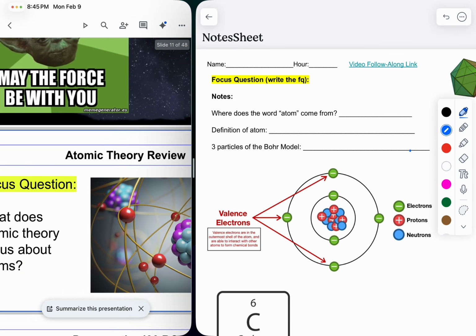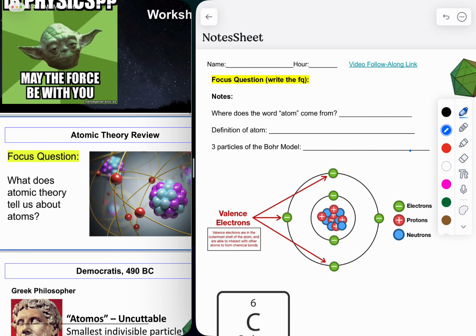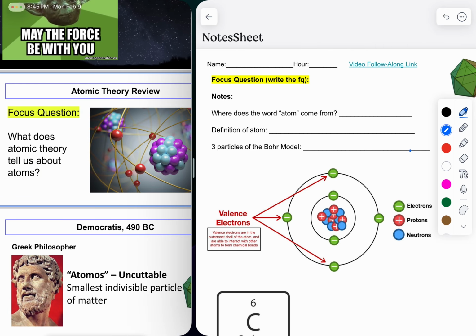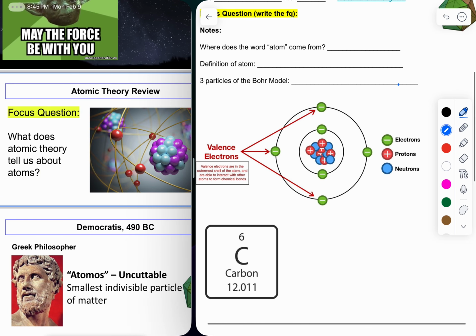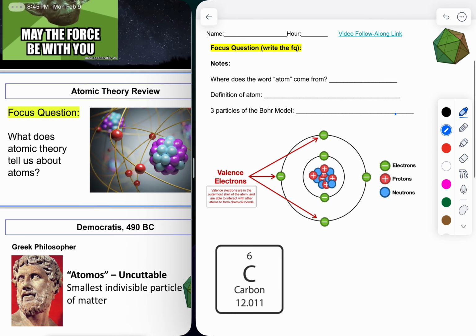Folks, I'm going to do a little review for you, and this is a review on atomic theory. So I have slides on the left, and I have the note sheet, and you can follow along. Now, you're not required to actually do this note sheet because we're assuming that you know some of this stuff already. But in case you want to, just do a review with me, then here we go.